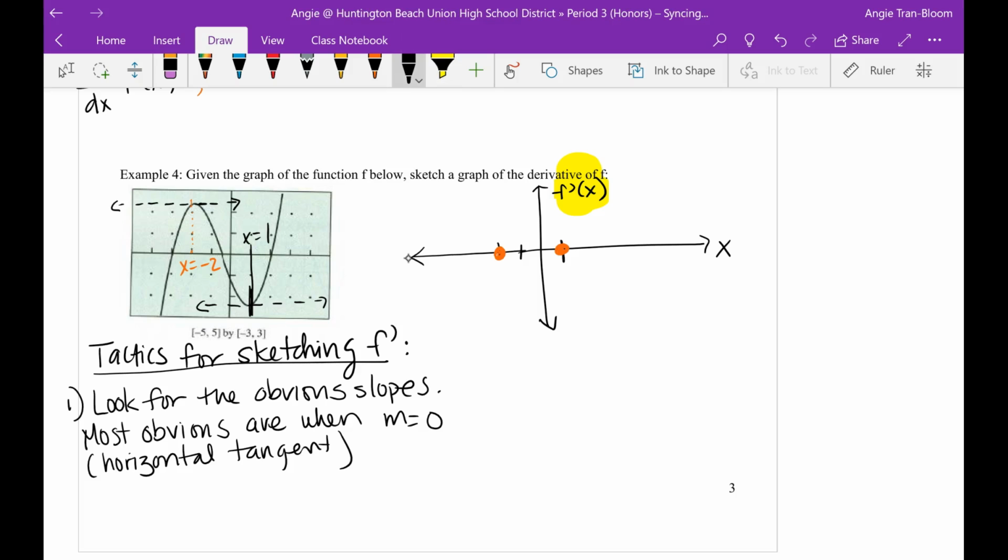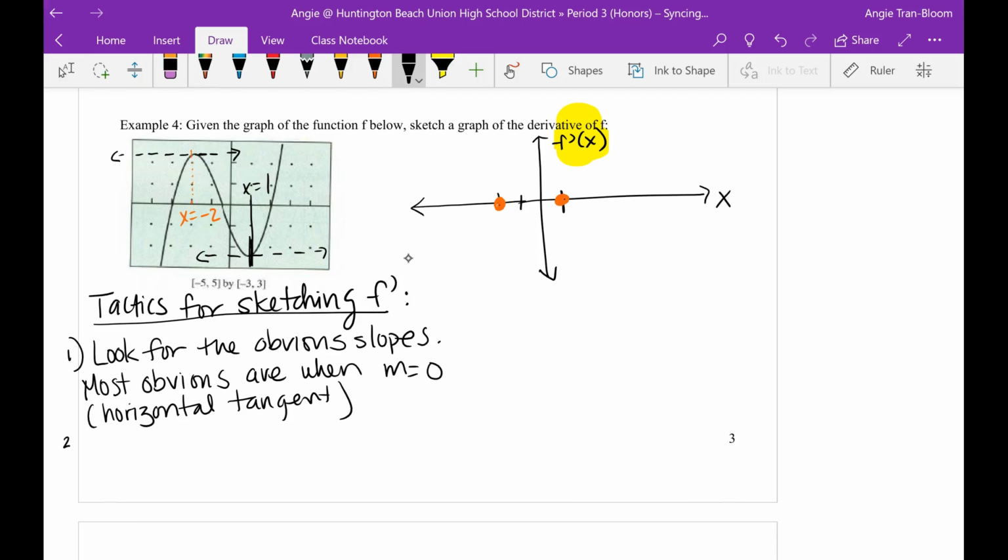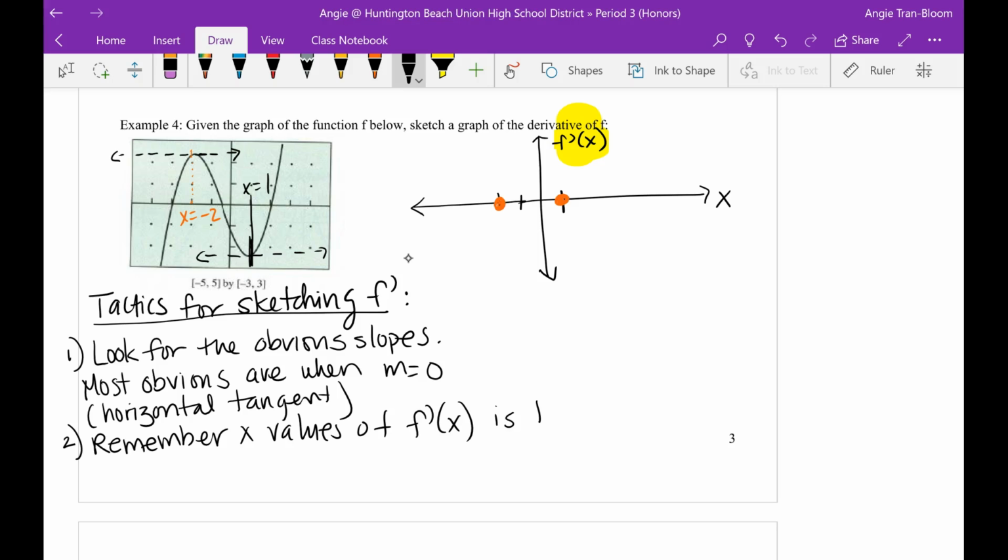Next, what do we do from here? Okay, tactic number 2. Let me just repeat what I just said. Remember, x values of f prime are the same as x values in f of x. So the horizontal values are not changing, it's just the vertical values that are changing.